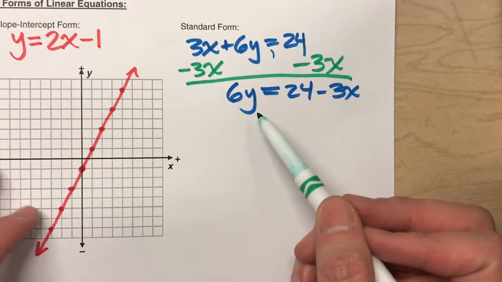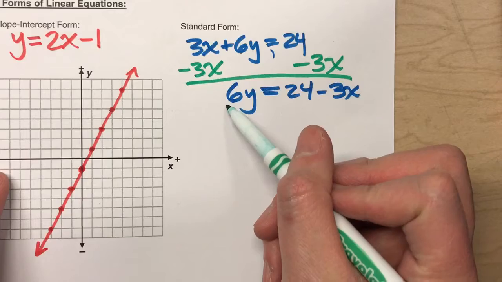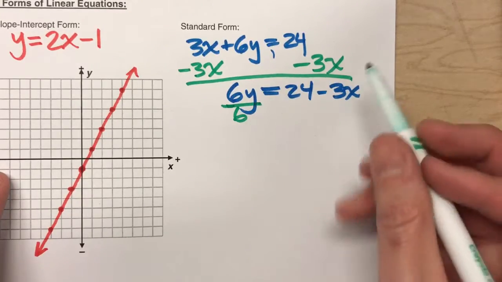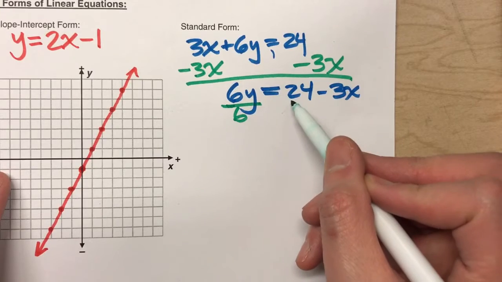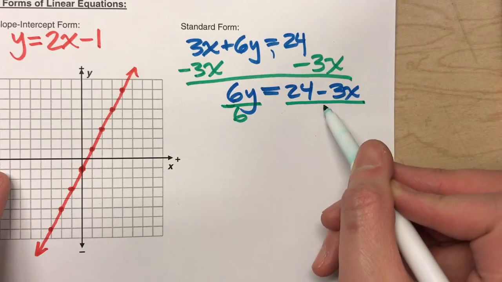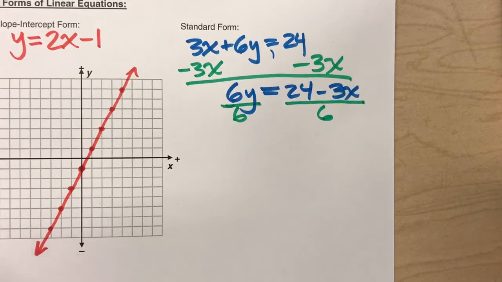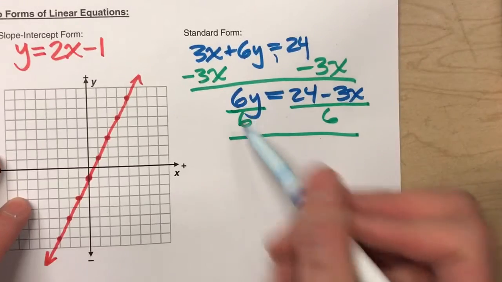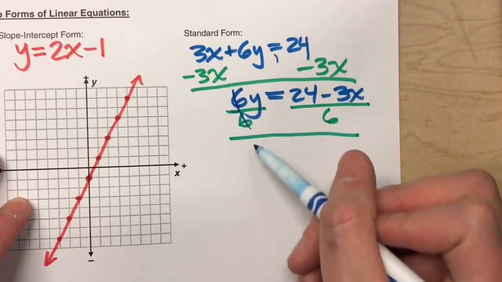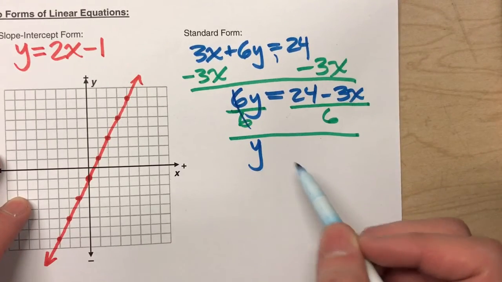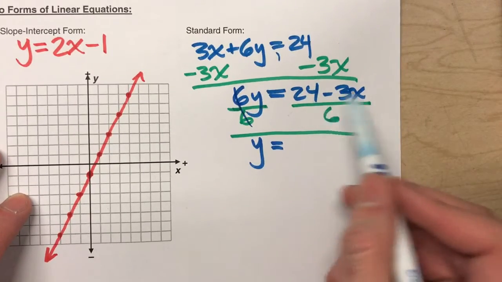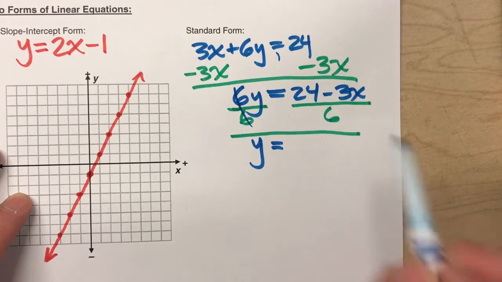Now, we still need to get y by itself, so I'm going to divide by 6. But what I do to one side of the equal sign, I have to do to the other side. But I have to do it to the entire other side. So everything over there is divided by 6. All right? So the 6's are going to undo each other. We'll be left with y all by itself, which is what our goal was, equals, and now we've got to divide everything over here by 6.